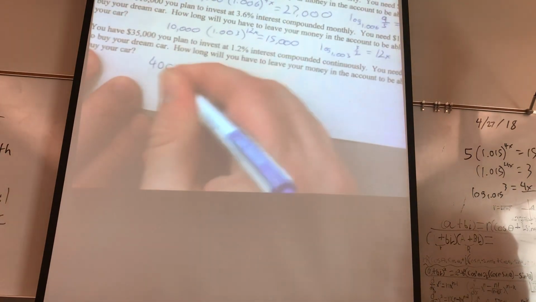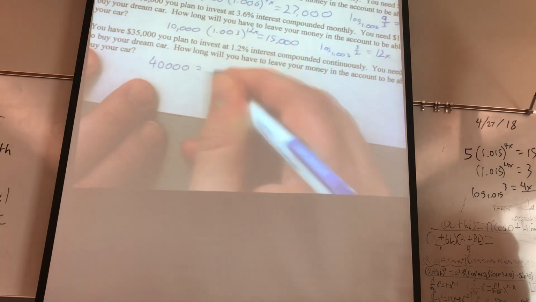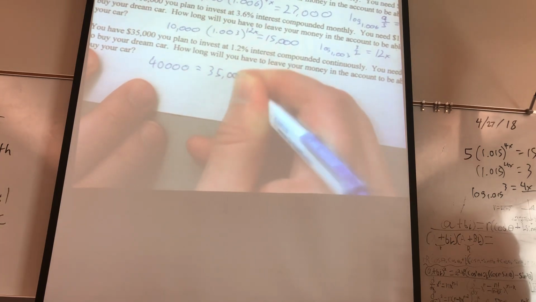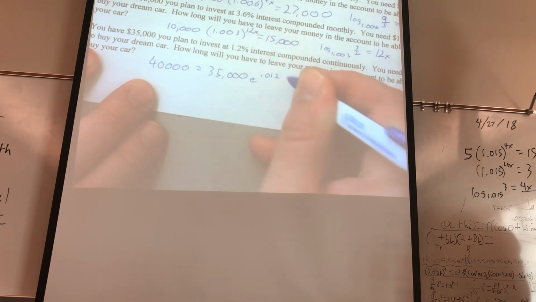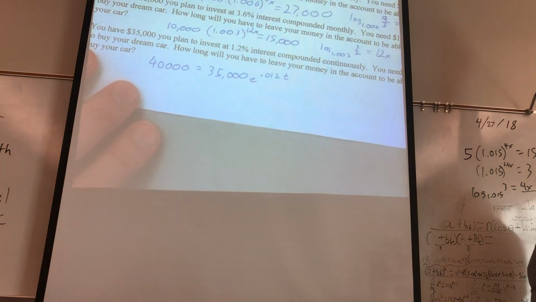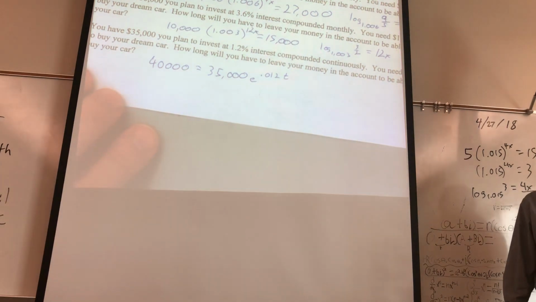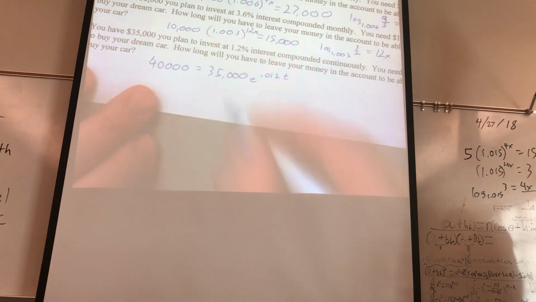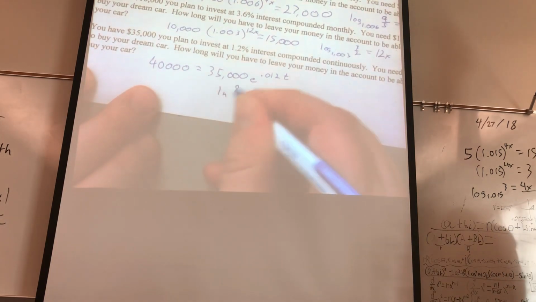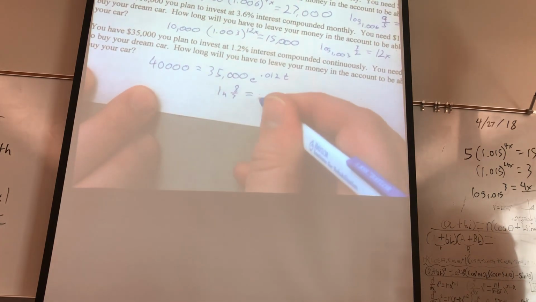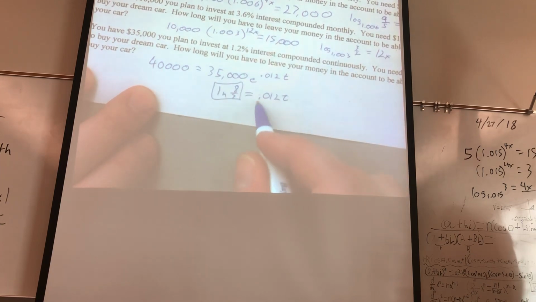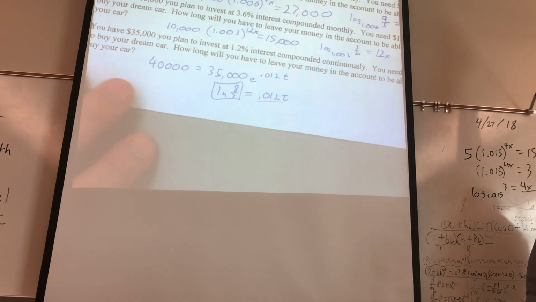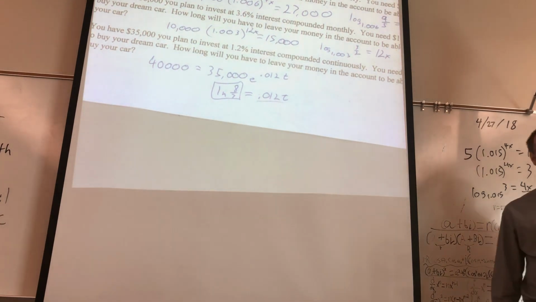This means that 40,000 is what it's going to be equal to, and that's 35,000 times e to the rate 0.012 times t. 40 divided by 35, because we take out all the zeros, that's 8 over 7. So this is the natural logarithm of 8 over 7 is equal to 0.012 t. You find this information, divide by that, and that should give you your number of years, amount of time.